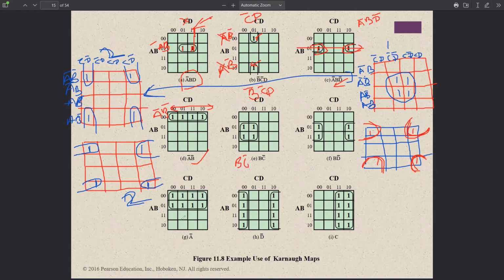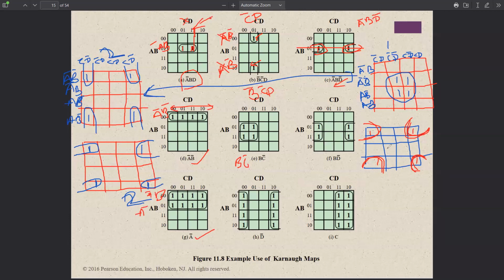Likewise here, only the A changes. Here it is A bar B bar, and here is A bar B, and C is going to change. So the variable that sticks is A bar. So our answer is A bar. Here is D bar, and here it is C. That is how you can derive it.